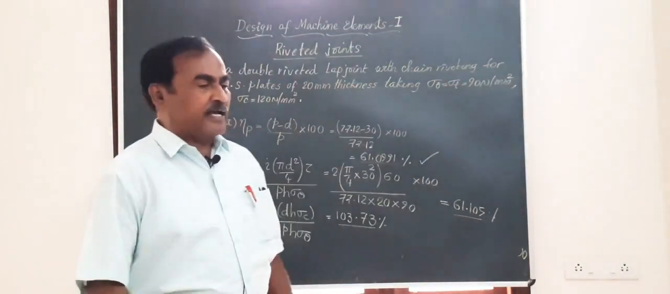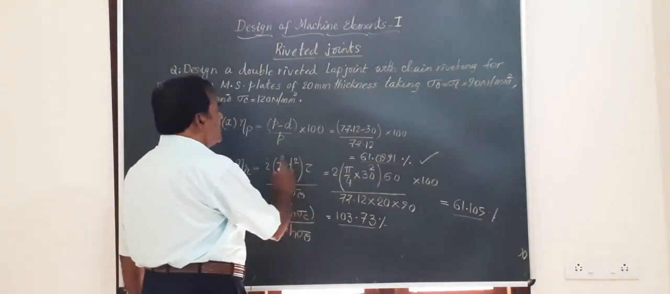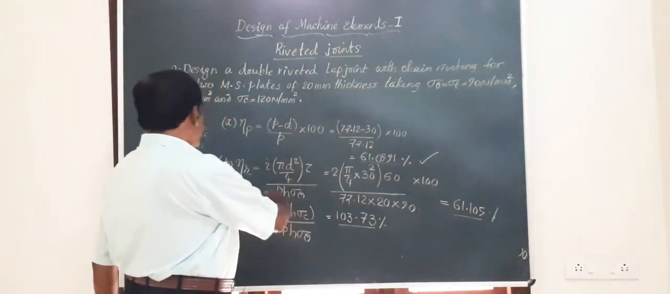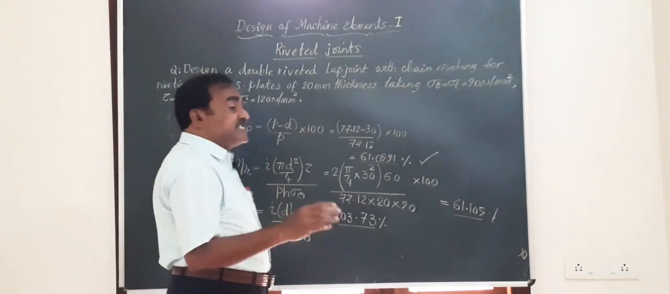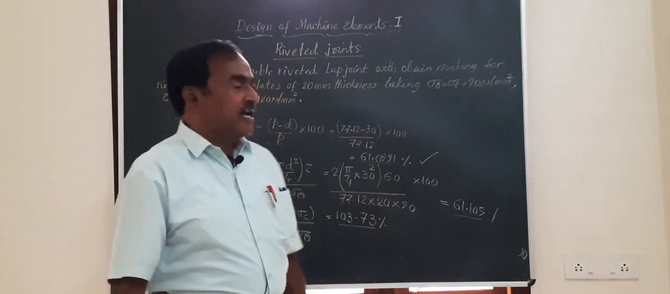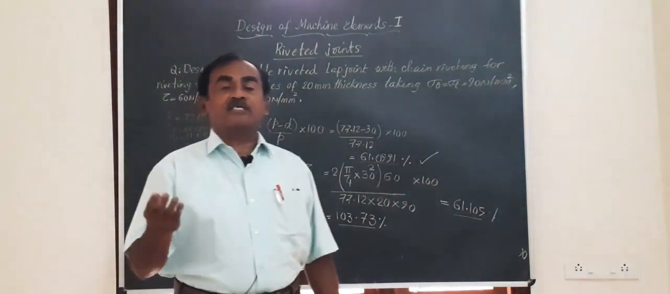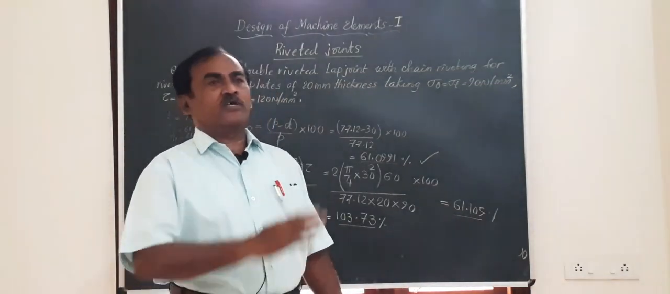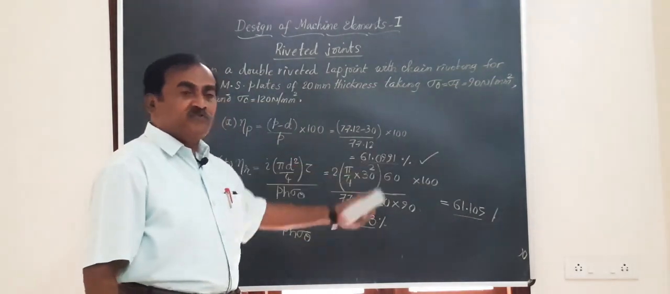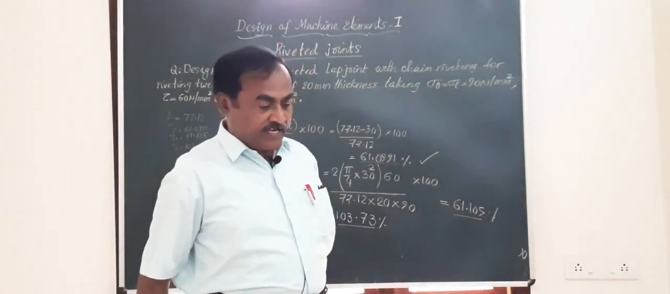Finally, they will ask you to find out or mention the mode of failure. Friends, remember, I am just repeating: if eta P is the least of the three values, the mode of failure is by tearing of the plate. If eta R is the least of the three values, then the mode of failure is by shearing of the rivets. And if eta C is the least, then the mode of failure is by crushing of the plate or rivet. So in this particular problem, we have eta P as the least value, that is the efficiency of the joint, and the mode of failure is by tearing of the plate.